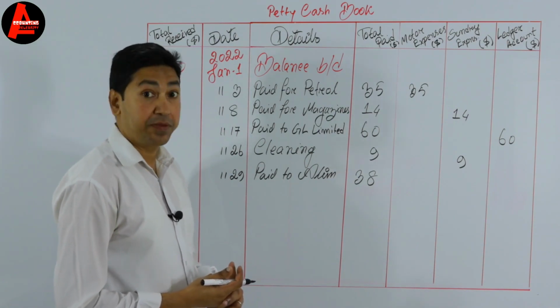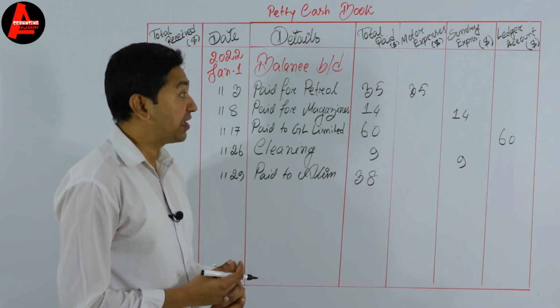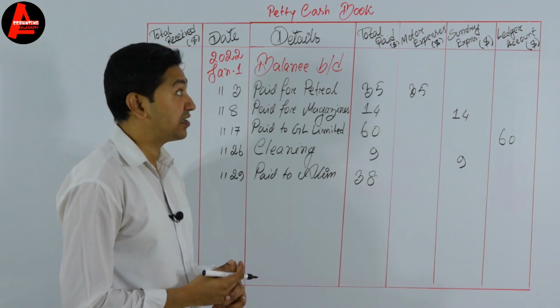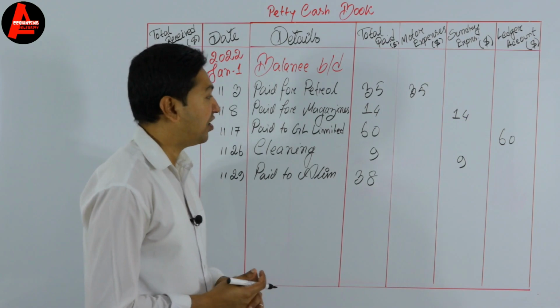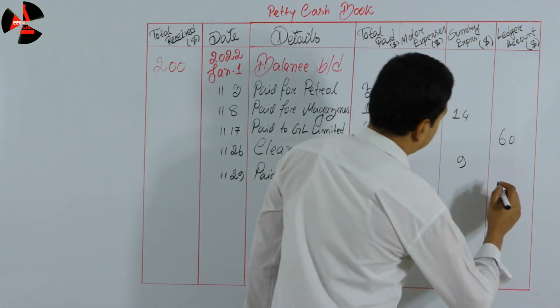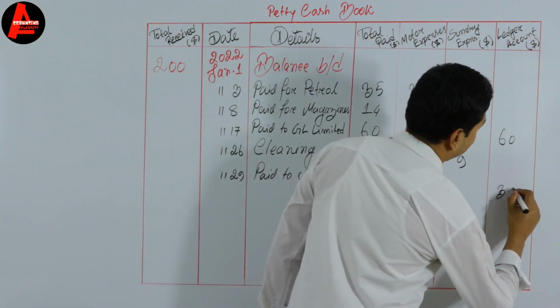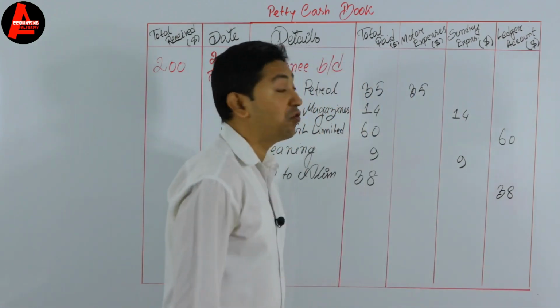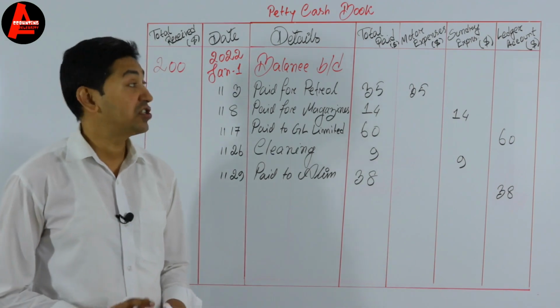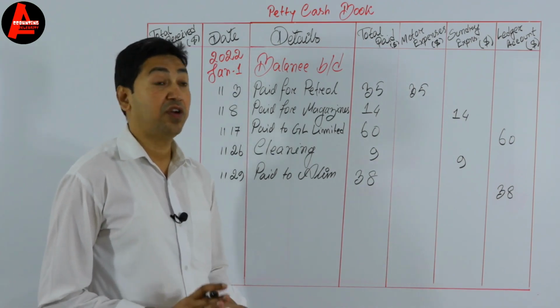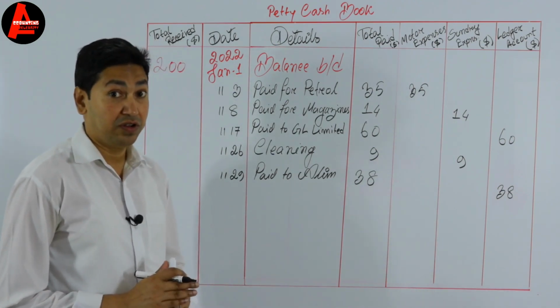Okay, last transaction paid to Alim, a trade payables. Okay, so trade payables, it is a liability for the business, so it is not an expense. So we have to write this amount on the ledger account column. So let us write here $38. Okay, so this is how you need to classify all the expenses, all the transactions given in the question for this petty cash book.